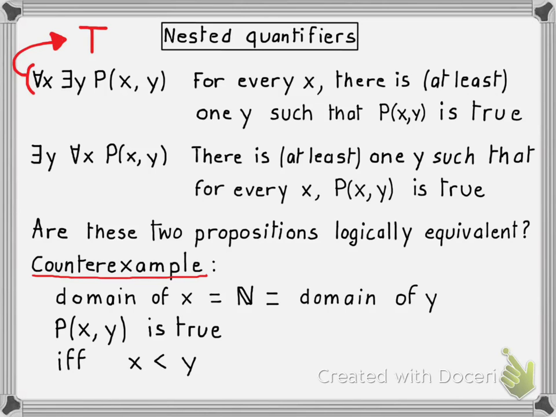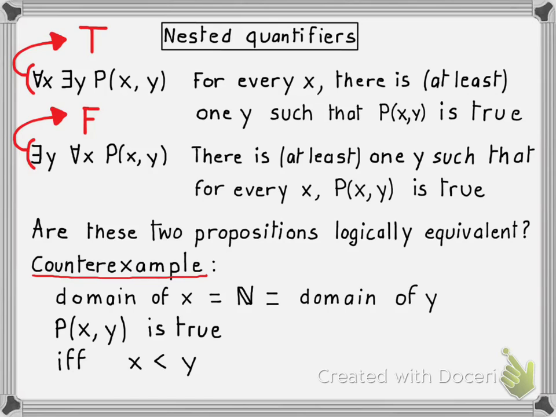Now let's compute the truth value of the second proposition in the same interpretation. What it says is that there exists an integer y such that y is strictly greater than every integer. Well, that's clearly not possible. There is no integer that's larger than any other integer, including itself, by the way, because there is no such thing as a largest integer. Therefore, this proposition under the same counterexample is false. So clearly these two propositions are not logically equivalent.